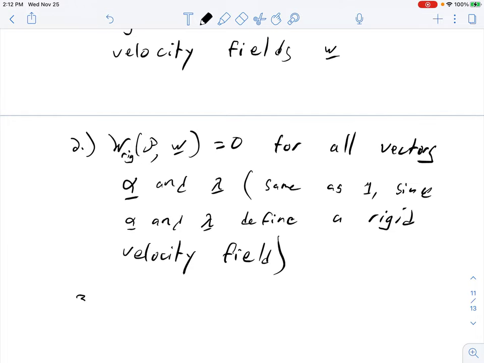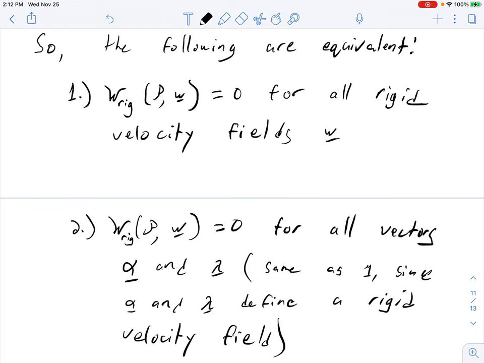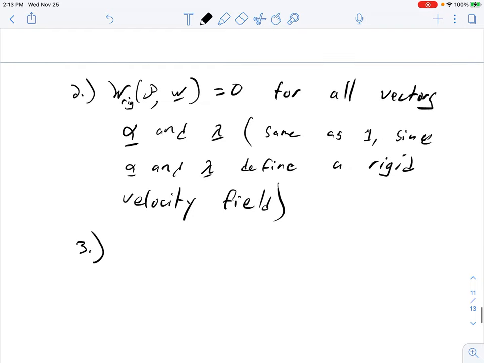And finally, the balance of linear and angular momentum are satisfied on P. So if the virtual work of any rigid motion is zero for every rigid motion, then we know that balance of linear and angular momentum are satisfied. And if balance of linear and angular momentum are satisfied, we know that the virtual power of all rigid motions has to be zero.